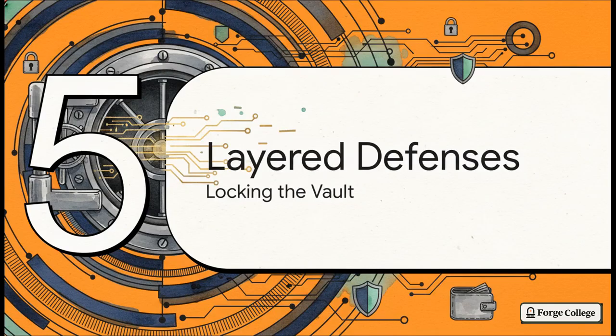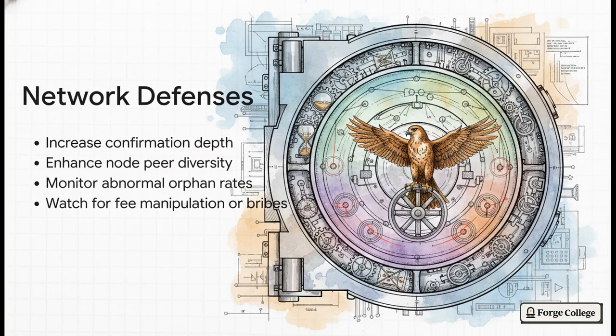Section 5. Layered network defenses. Locking the vault. So once you know exactly how this vault can be broken into, the next logical step is figuring out how to lock it down. How do we actually stop these digital heists without completely rewriting the core Bitcoin protocol? We do it through layered defenses. We increase confirmation depth for high-value transfers. We actively enhance our node peer diversity and use whitelisting so we don't get eclipsed. We monitor the network for abnormal orphan block rates to spot hidden forks. And of course, we watch like hawks for unexpected fee manipulation or bribes.